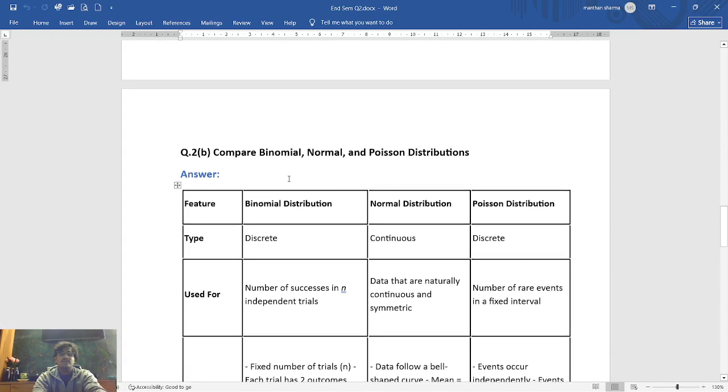Now moving on to the question number two. Here we are going to compare binomial, normal, and Poisson distribution. So now let's compare these three major probability distributions. First we are going to take the binomial distribution.